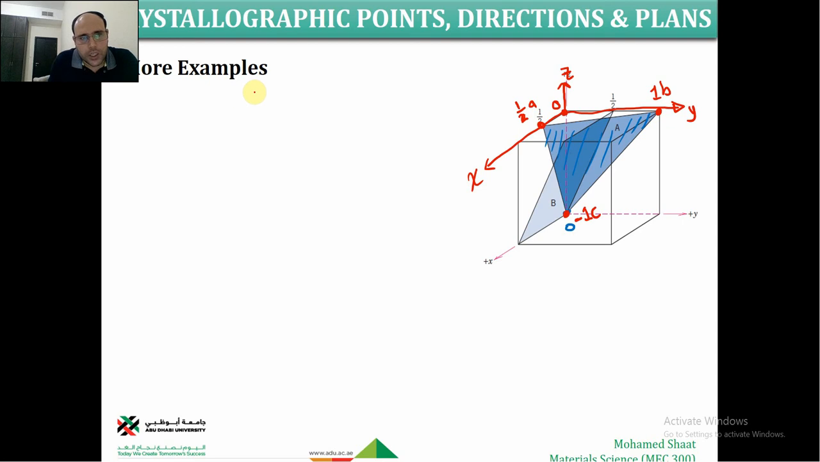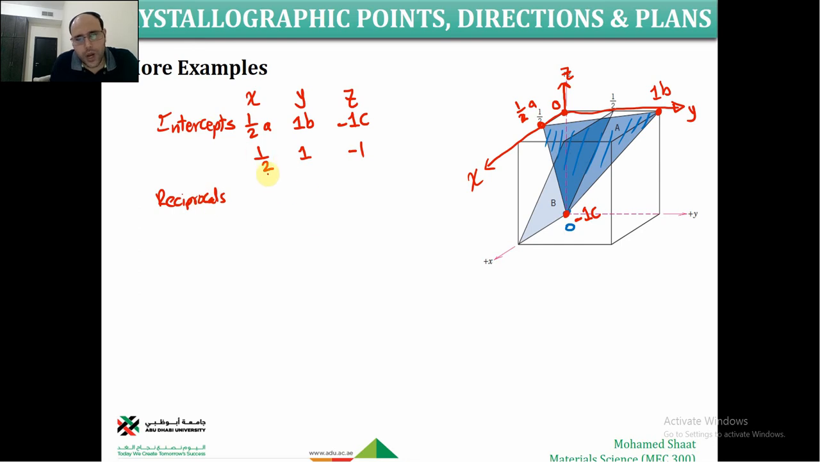So your objective is simply to specify the intercepts of x, y, z. The intercept with the x will be at half A. With the y will be 1b, and both are positive, but this will be negative 1c. It means that the intercepts will be half, 1, negative 1. Then you just apply the reciprocals to these numbers. So 1 over 1 over 2 gives 2. The reciprocal of this one is 1. The reciprocal here is negative 1.